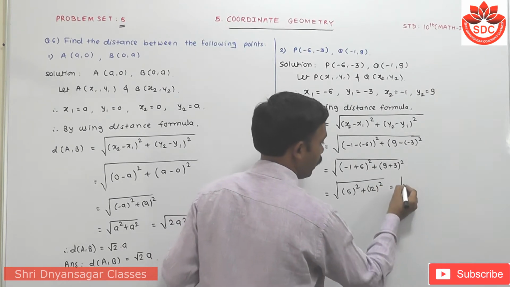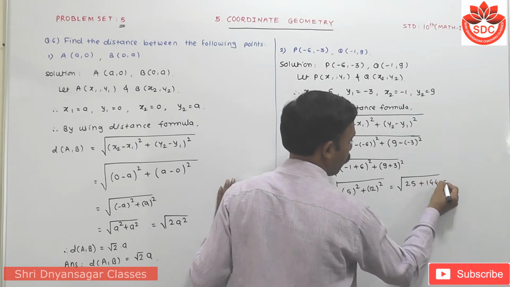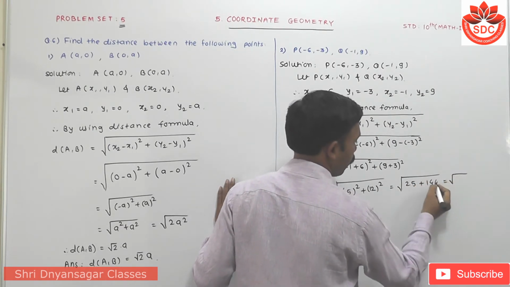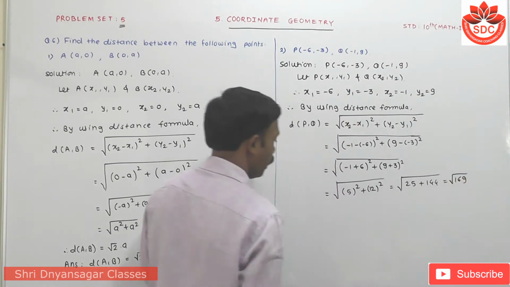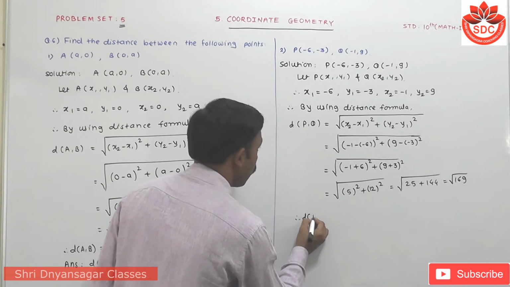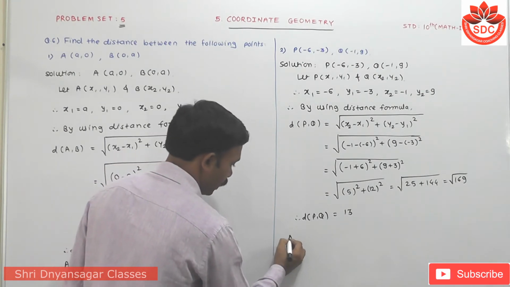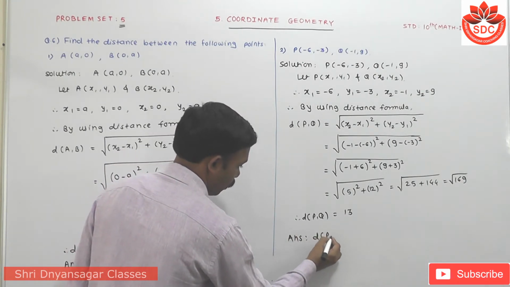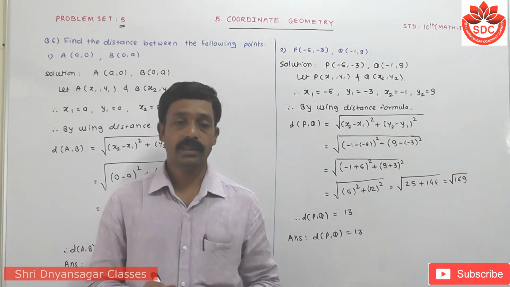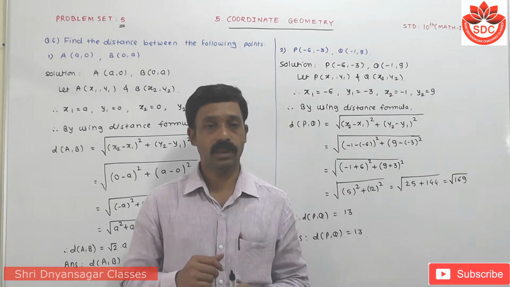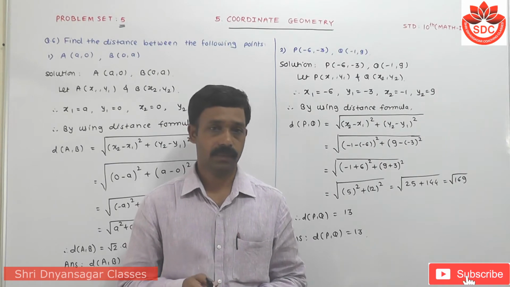Now its squares I have to write here: 25 plus 144. Its addition is also so simple. We get 169. Taking the square root of it, therefore the distance PQ is equal to 13. Therefore, the answer in a full sentence. Answer: the distance PQ is equal to 13 units. Now students, there is one sub-question of this question number 6. You have to solve it at home. We take the next question, number 7.